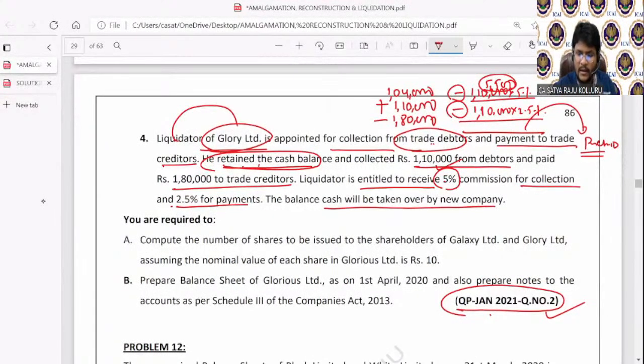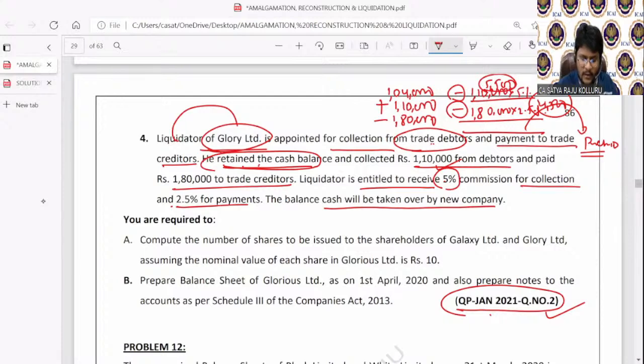Here 1,00,000, this is 1,80,000. This is not 1,08,000. So 1,80,000 into 2.5% means 4,500. Now, can you please tell me, all of you, how much cash balance is transferred by Glory Limited to the Glorious Limited?